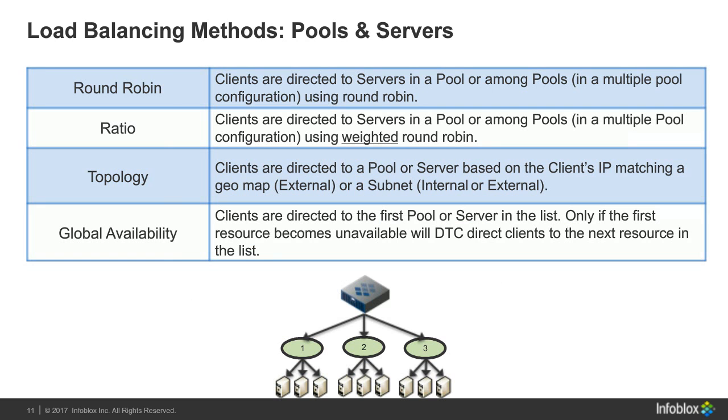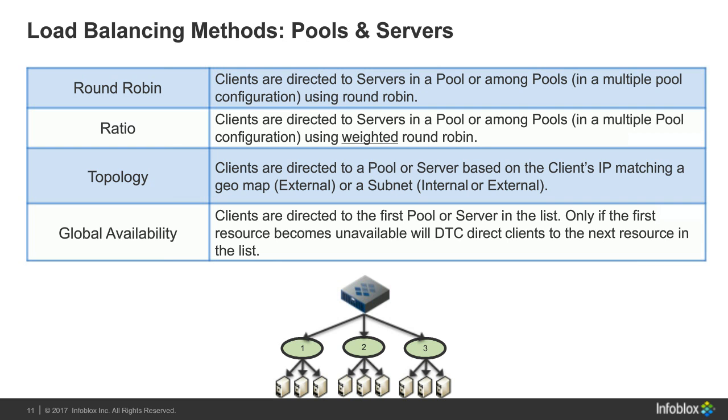These methodologies apply to both pools and servers. And these are the different load balancing technologies. So there's round robin, which is exactly what you would get if you were to create a DNS entry with multiple IP addresses. It will just sequentially go through each of the IP addresses and indiscriminately direct clients to those IP addresses. We've also got ratio, which you can think of as a weighted round robin. So let's say in your pool you've got one server that's twice as big as all the other ones. You might want to weight that server more heavily than the other ones so that it gets more of the queries. So that's a possibility.